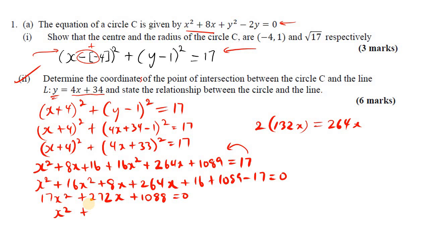If we divide 272 by 17, we're going to get 16, so that's going to give us 16x. And we'll divide 1088 by 17, we're going to get 64. That equals 0. And if we look at this, this is actually a perfect square.